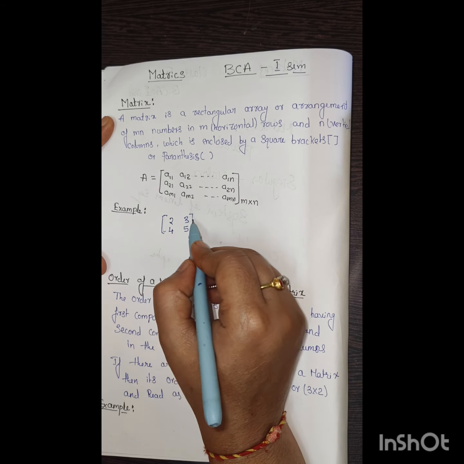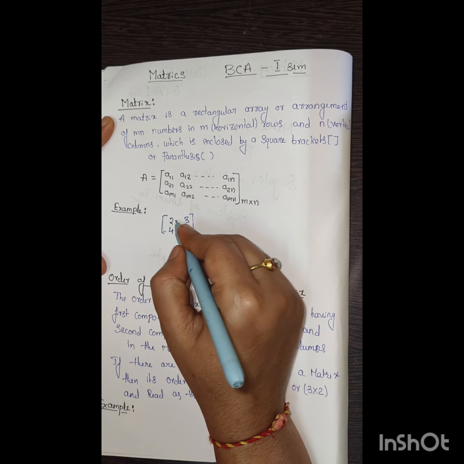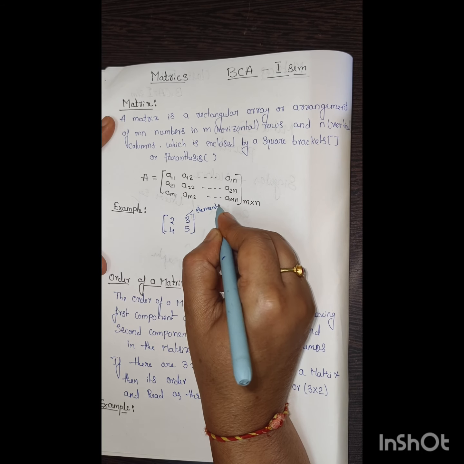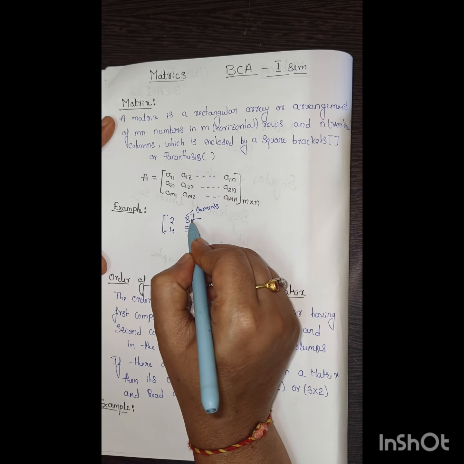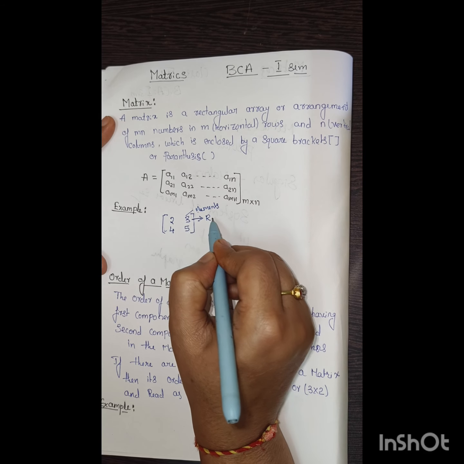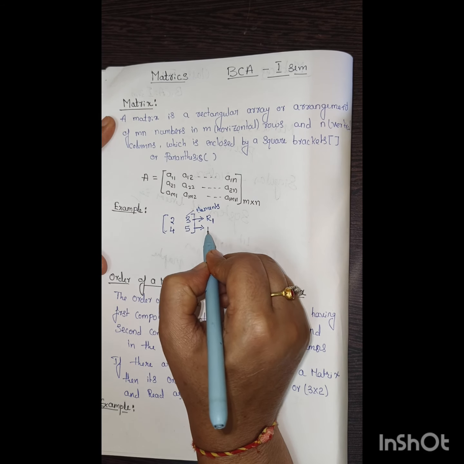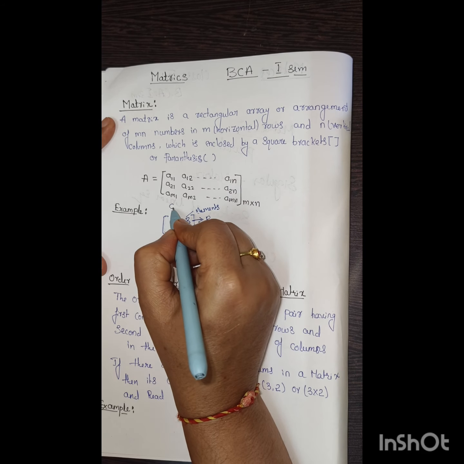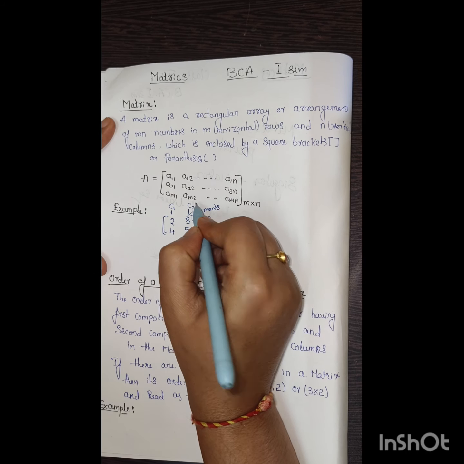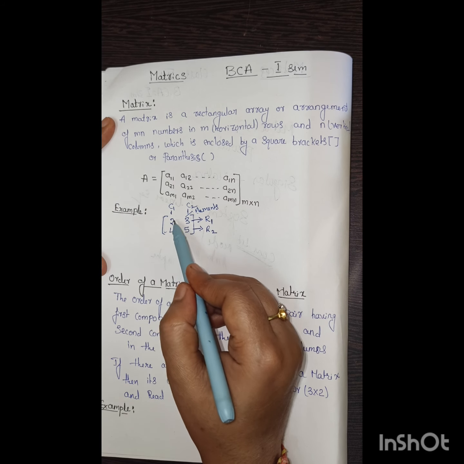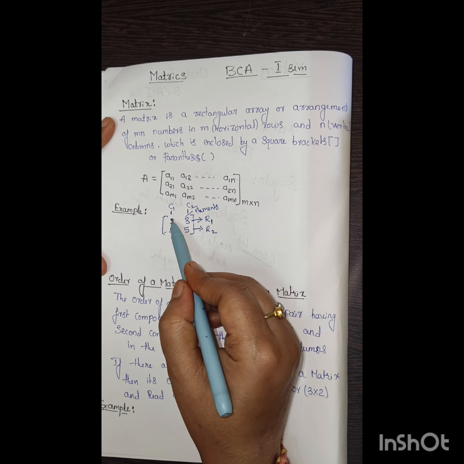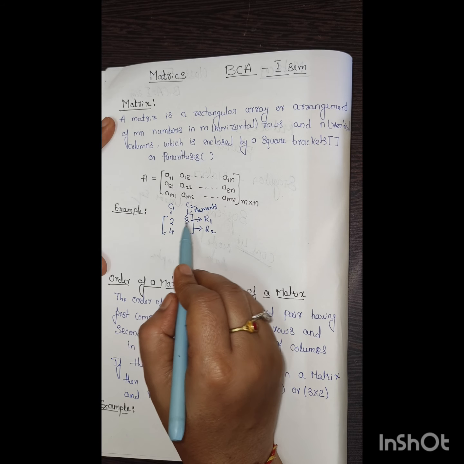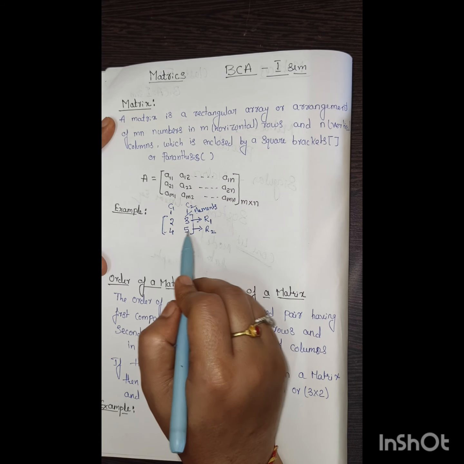Whatever you are writing in the bracket is called the elements. If you are writing in a horizontal, it's called row 1 and row 2. If you are writing in a column, it's called column 1 and column 2. So if they ask for the column 1 elements, you should tell 2 and 4. Column 2, it's 3 and 5. If it is asking for rows, you should tell 2, 3, and the second row is 4, 5.